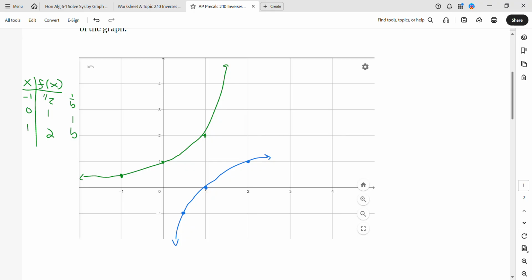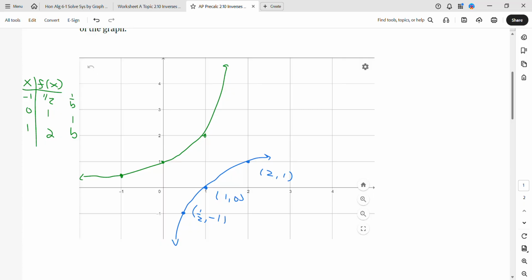Now, when we deal with this, there are 3 things that are important to point out. Now, these points, right, these are (1/2, -1), (1, 0), and (2, 1).